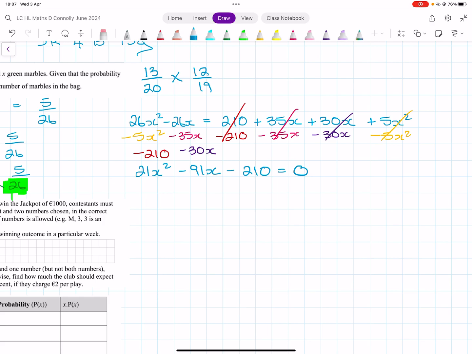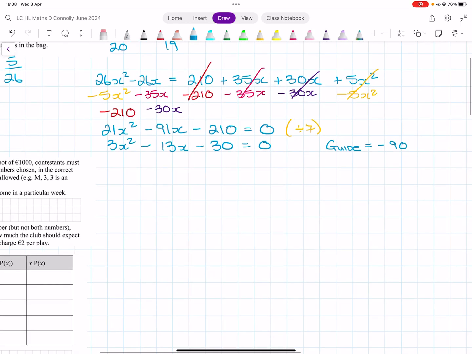I wonder, does 91 divide by 7? Ooh, it does. So divide across by 7, and I get 3x squared minus 13x minus 30 equals 0, and then you can either use the quadratic formula or factorise. I'm going to factorise, so I get minus 90. 90 divided by that. So I think 18 times 5 works. Let me double check that. 18 times 5 gives you 90.